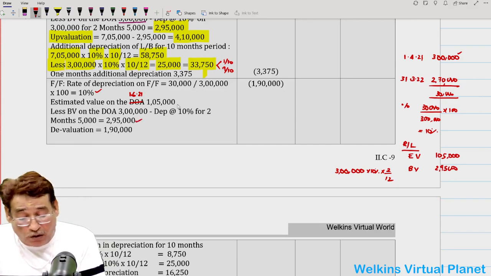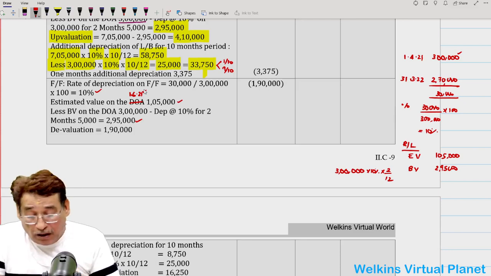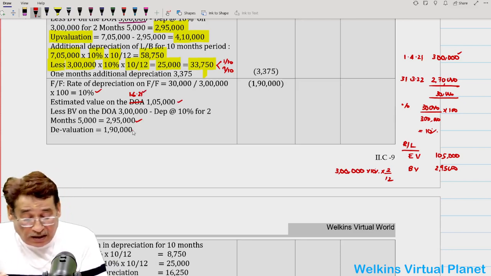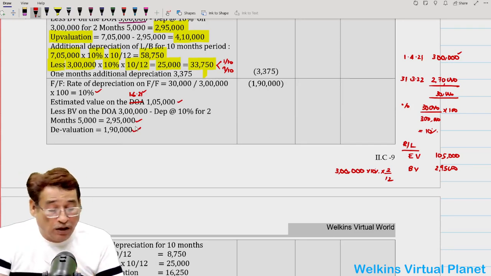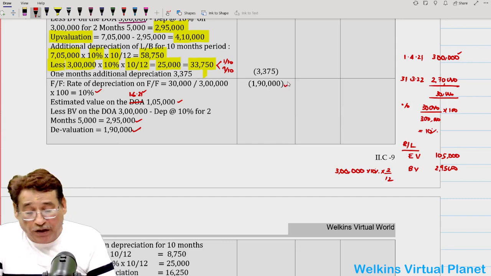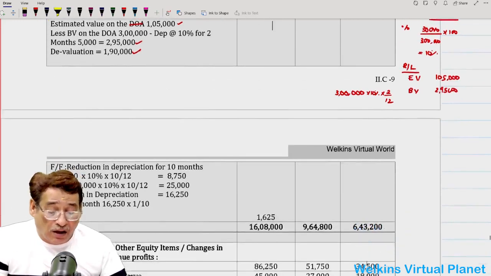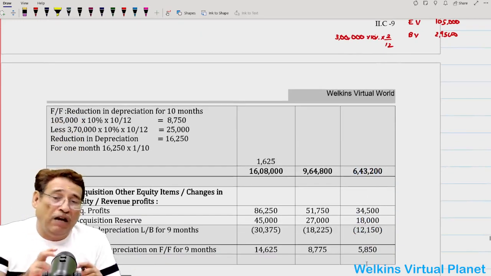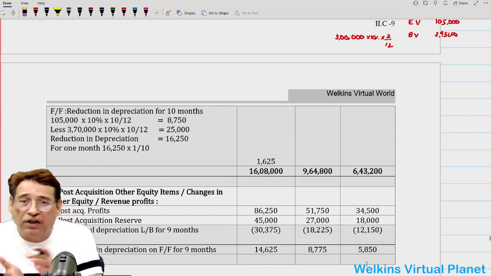So your book value on the date of revaluation is 2,95,000. Because your book value is more than the estimated value, in this case, there is devaluation. So devaluation you will write as a negative item. Correct? But when there will be devaluation, in this case, you will have to find reduction in depreciation.